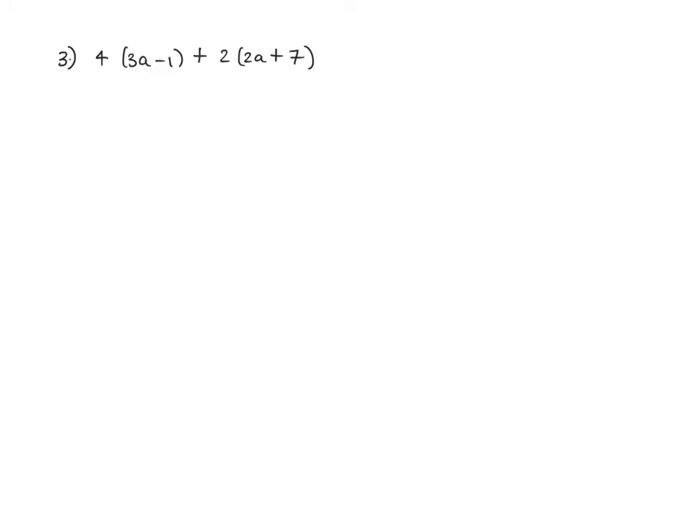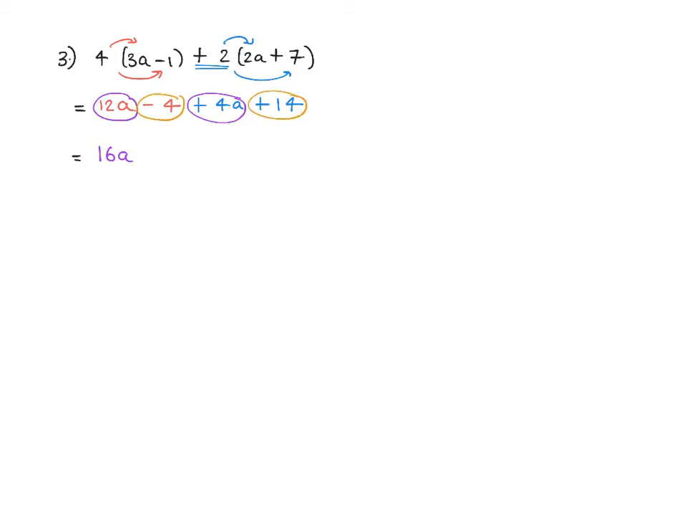Let's look at example number 3. We're going to start by expanding the first bracket. So this gives me 12a minus 4. And then expanding the second bracket, 2 times 2a gives me a positive 4a. Remember, it's a positive 2 as a multiplier here. 2 multiplied by 7 gives me a positive 14. I then need to collect all the like terms, so I'm going to collect 12a and positive 4a, which gives me 16a. I'm going to collect negative 4 and positive 14, and they collect to give me positive 10.